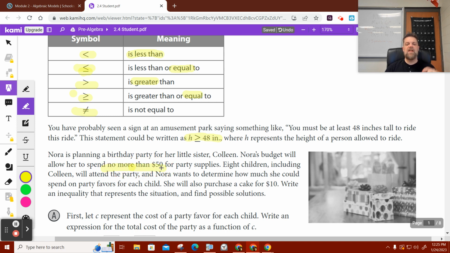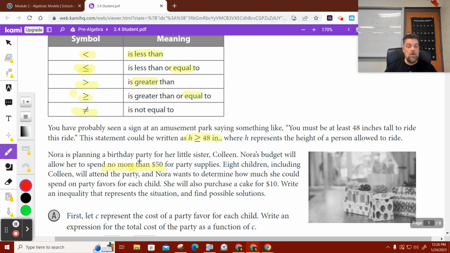Now when it comes to thinking about less than, greater than, you just plug in a number. Is $60 no more than 50? Think about it. It is more, but is it no more? No. What about $30? Is that no more than 50? Yes. It's less than 50. So right away, just based on that statement alone, I know that I'm going to have a less than statement.